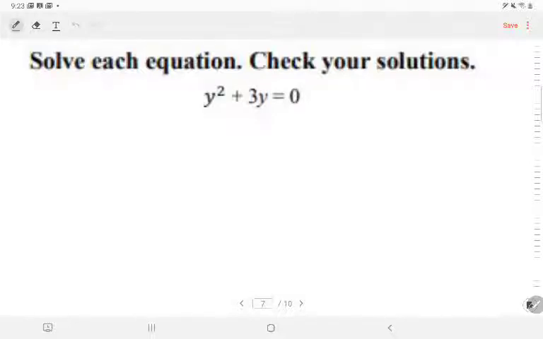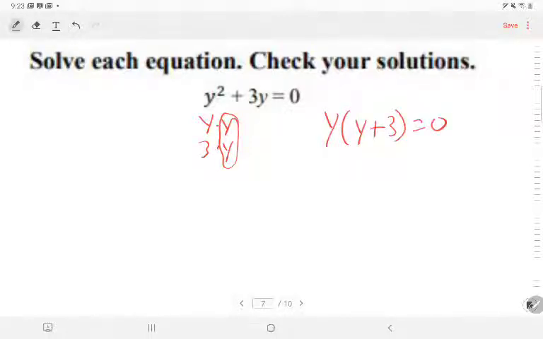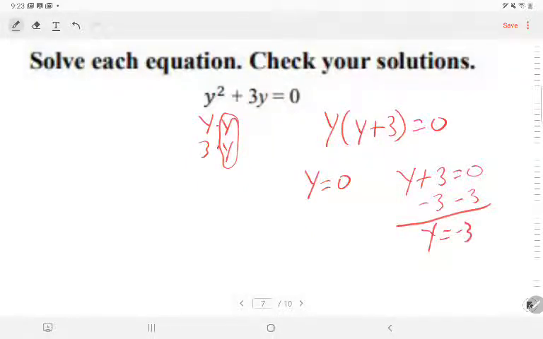Okay. Let's see how you did. You'd have to factor out, so this is y times y, and this is 3 times y. They both have a y in common, so I can factor out a y. So y times y plus 3 equals 0. And then I would set y equals 0 and y plus 3 equals 0. Subtract 3 from both sides, and y equals negative 3.